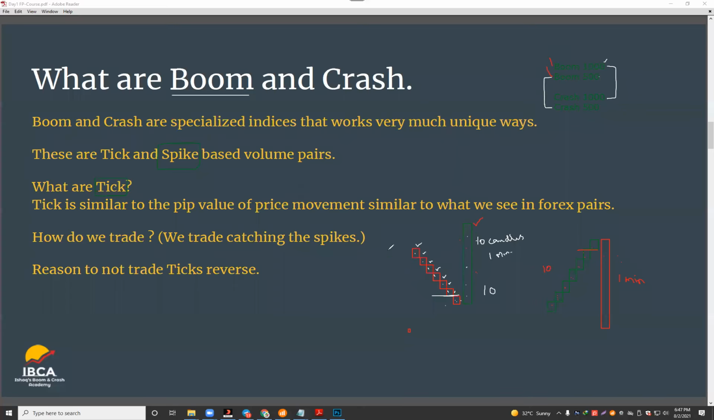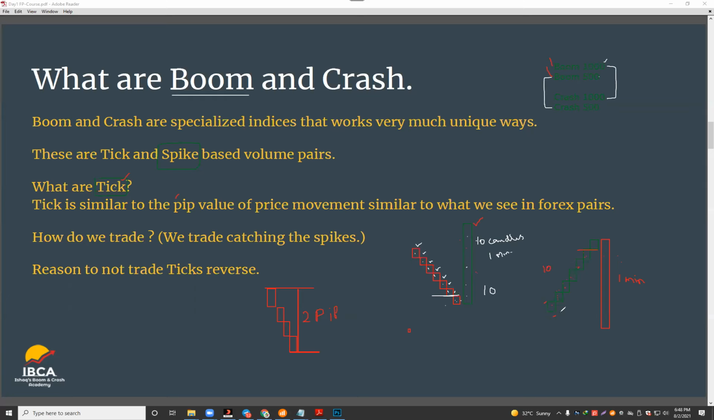Okay. So what is the difference between a tick and a pip? It is the same, not too much difference. In the Forex market, when the price is falling down or moving up, a distance from this area to this area can be 2 pips, as per the currency pair. Same here, but we are not counting pips, we are counting ticks.